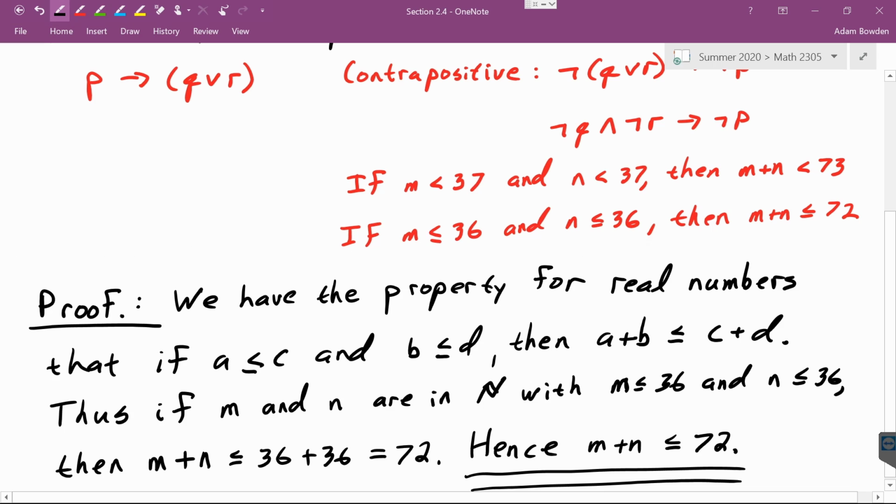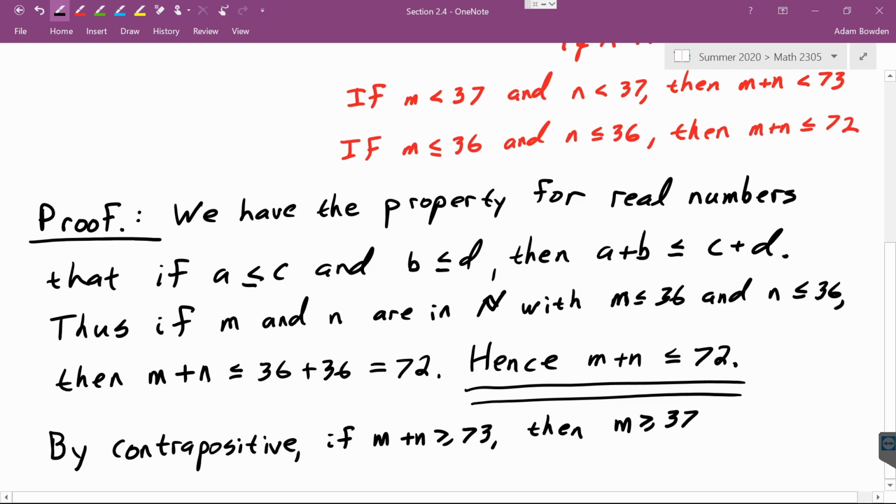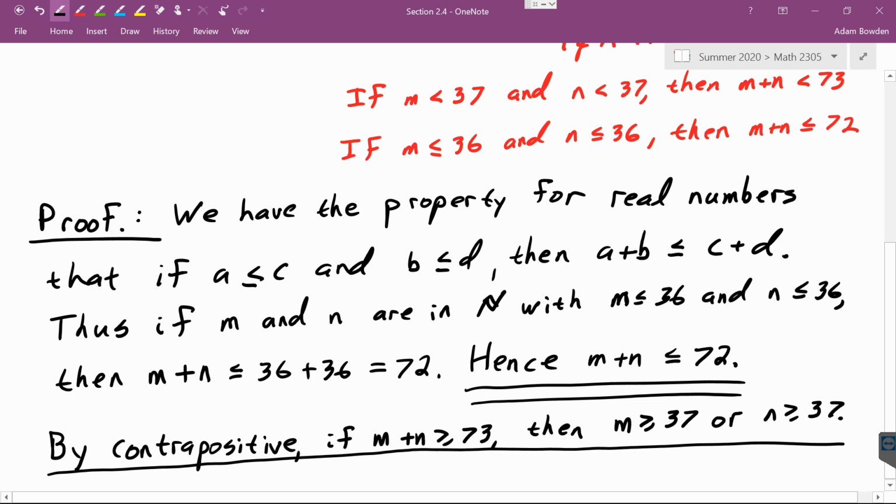We used the contrapositive form so that we could start with m and n individually, add them together, and then show that they have to be less than or equal to 72. And so we could wrap this up, since this was just the contrapositive. We could say by the contrapositive, if m plus n is greater than or equal to 73, then m is greater than or equal to 37, or n is greater than or equal to 37, a logically equivalent statement to what we just proved.